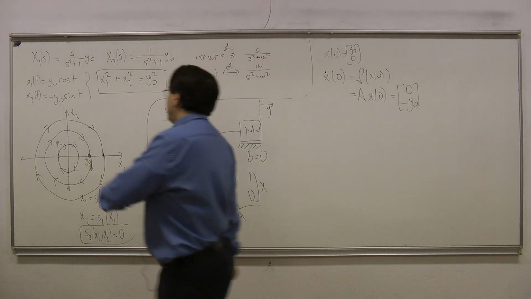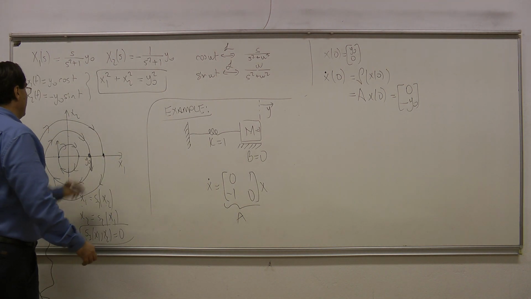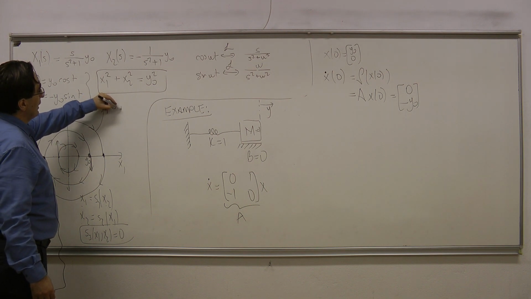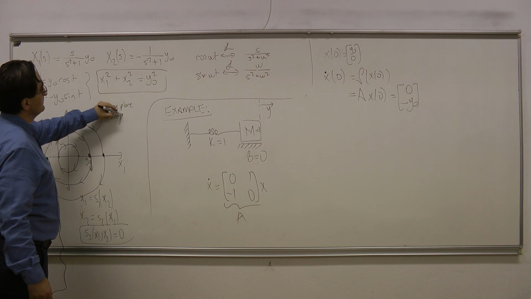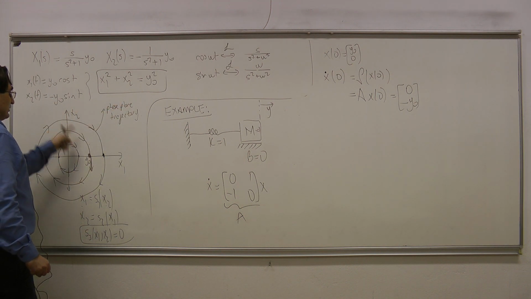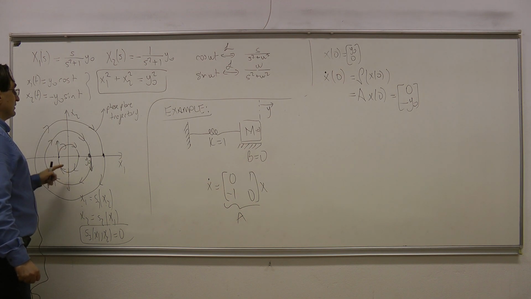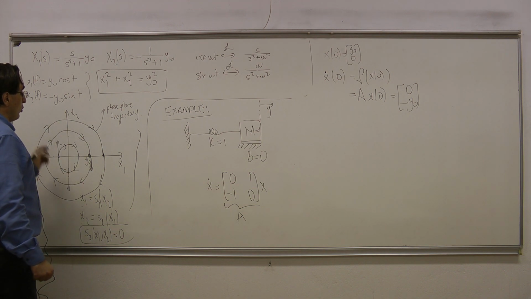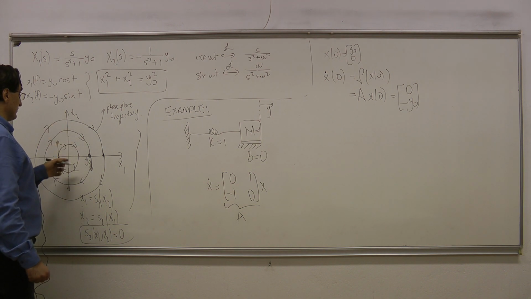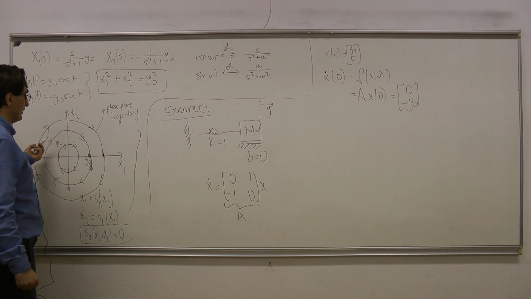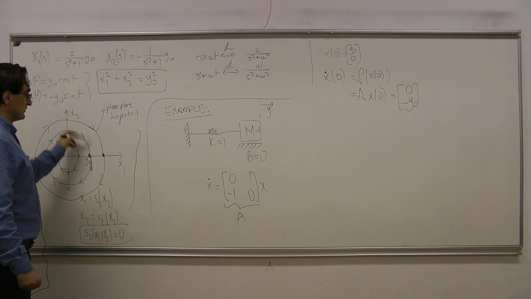So each one of these trajectories, each one of these circles would be called a phase plane trajectory. When you draw multiple trajectories on the same phase plane, just like this, this trajectory is not the same as this trajectory, nor is it a continuation of the first trajectory. These are different trajectories of the same system.